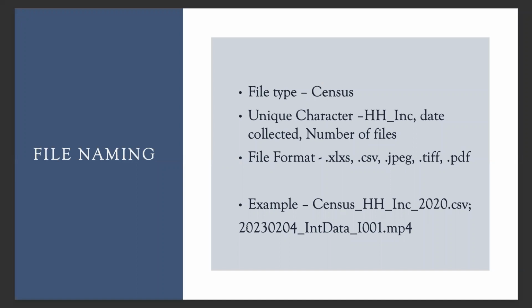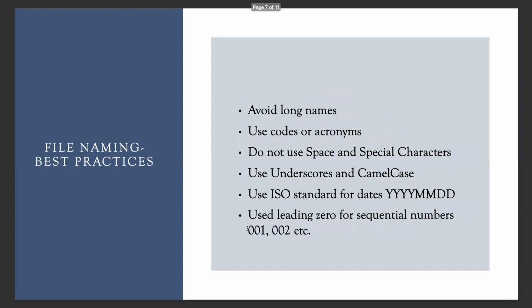So there are a couple examples below, and you can make out one is, say, census data, and the other is of a census data showing household income in 2020, and it's in CSV format. And the second one is interview done in February 4th, 2023, and it's an interview data. And so I put an acronym of I and then 001 to show that that's like the first interview that I have done, and it's in audio or MP4 format, which probably needs to be transcribed.